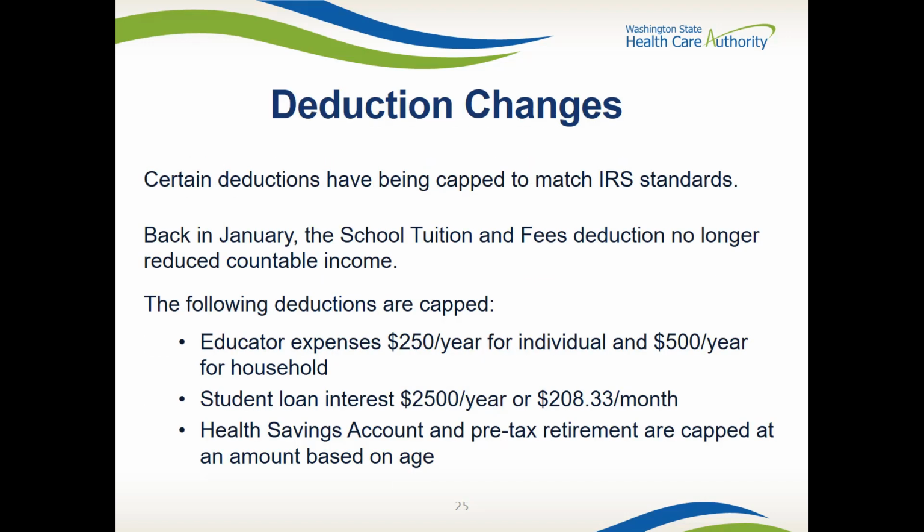As a reminder, the Eligibility Service is updated to cap certain deductions to match IRS standards. We no longer allow a school tuition and fees deduction. The following deductions are now limited in the Health Plan Finder. Educator expenses to $250 a year for one person or $500 for a household. Interest on student loans to $2,500 a year or $208.33 a month. And health savings account and pre-tax retirement contributions are capped at an amount based on age.